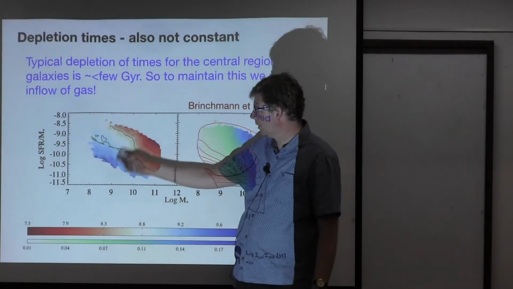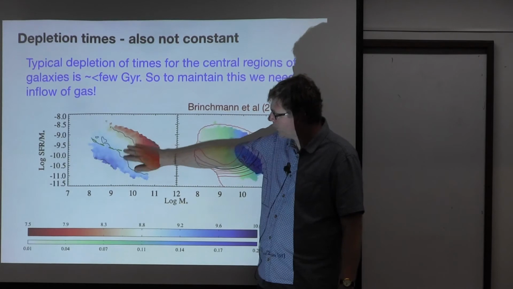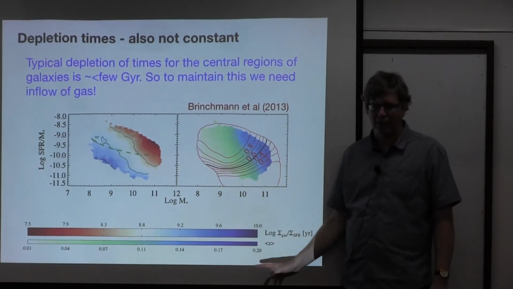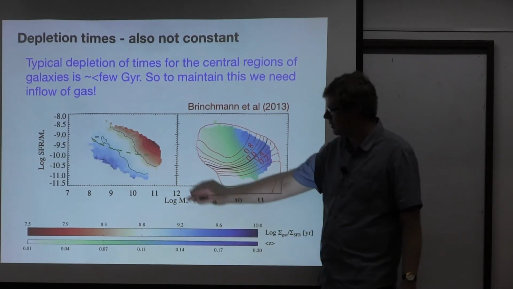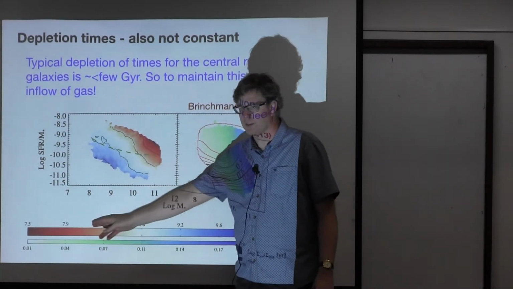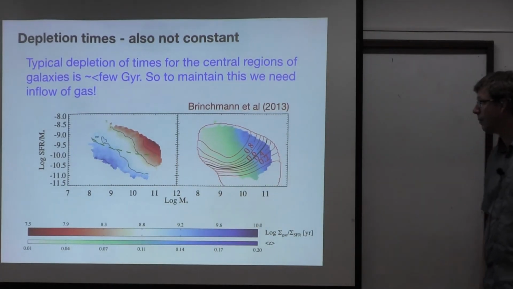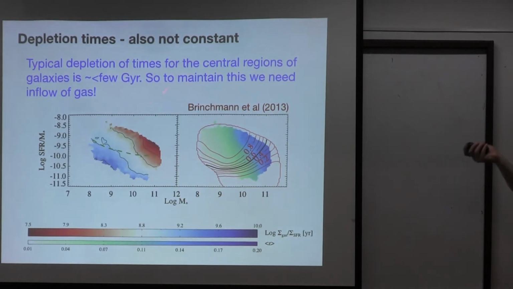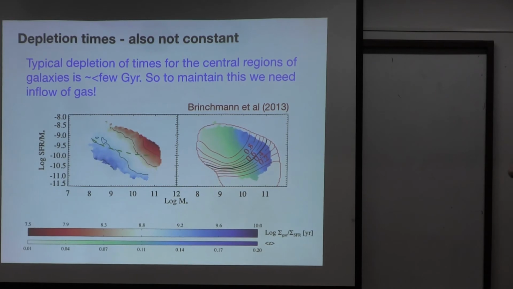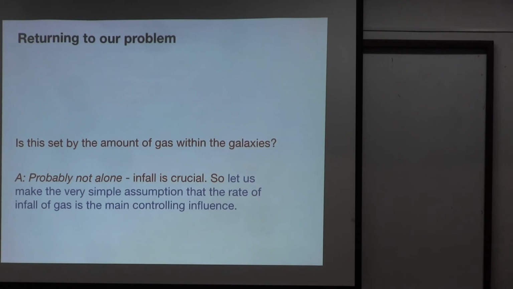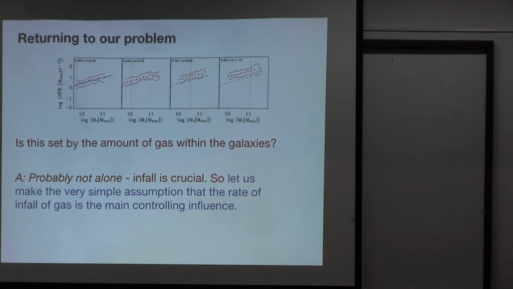But in this plot from a paper of mine some time ago, the color here indicates how quickly you're going to run out of gas. And most of these galaxies that form a lot of stars will run out of gas in 100 million years. Very short time for a galaxy. So you need to have inflow of gas. Otherwise, we're in a very strange time in the universe where all galaxies are running out of gas. That doesn't seem to be likely. So you need to have some sort of infall of gas into it.